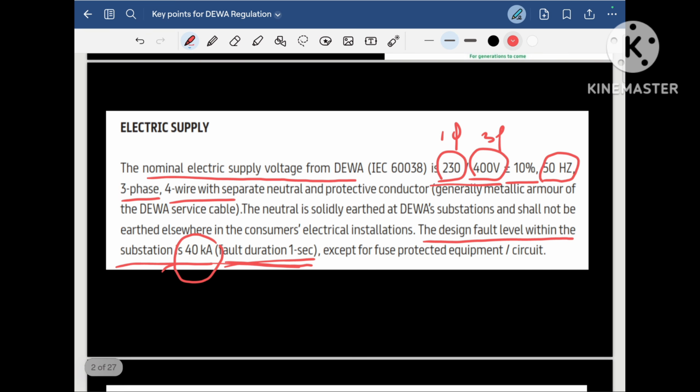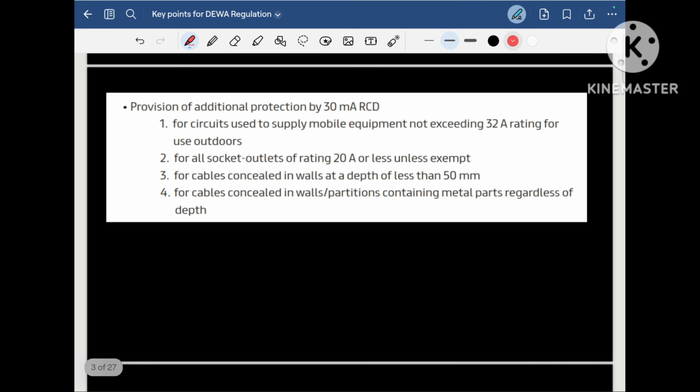Okay, now let us move to the other point. Here DEWA stated when we require a 30 milliampere RCD, and there are 4 points mentioned under it. When there is any mobile equipment having a rating less than 32 ampere, then we need to have a 30 milliampere RCD as earth leakage protection.